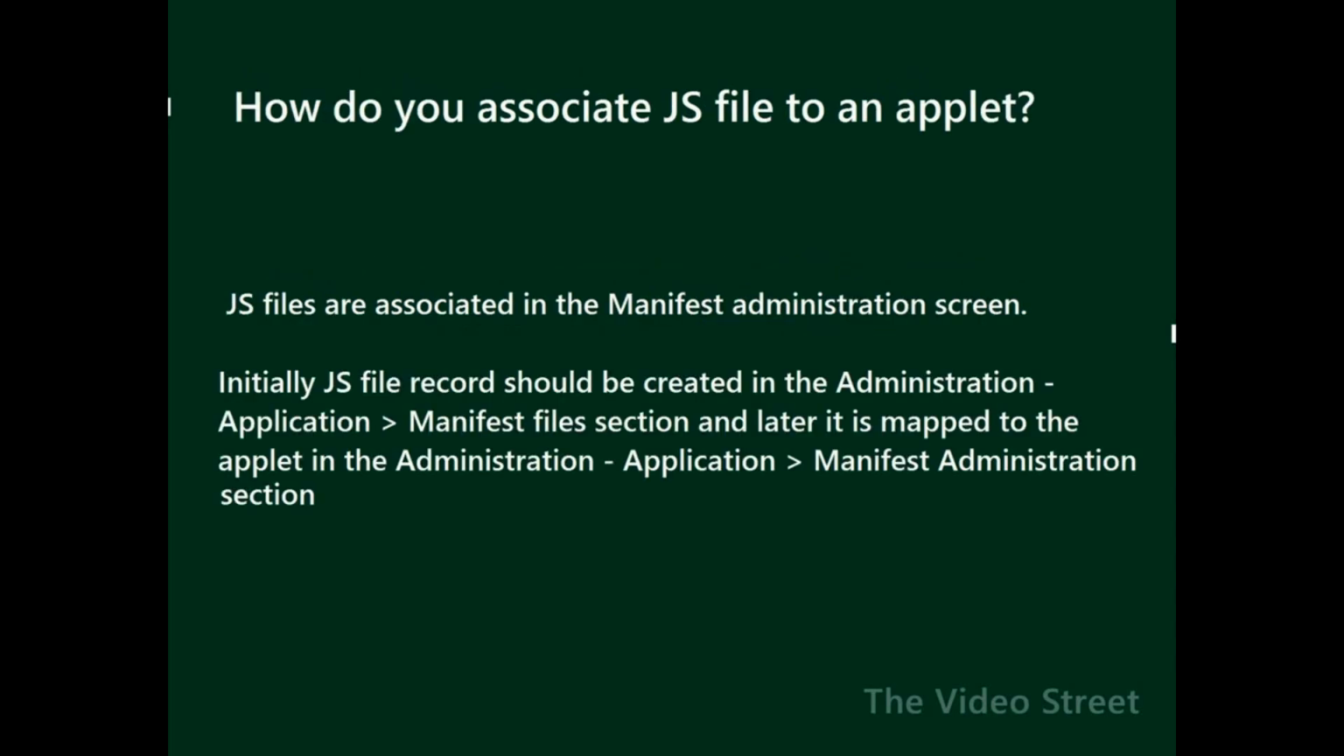How do you associate JS file to an applet? JS files are associated in the manifest administration screen. Initially, JS file record should be created in the administration, application manifest files section, and later it is mapped to the applet in the administration, application manifest administration section.